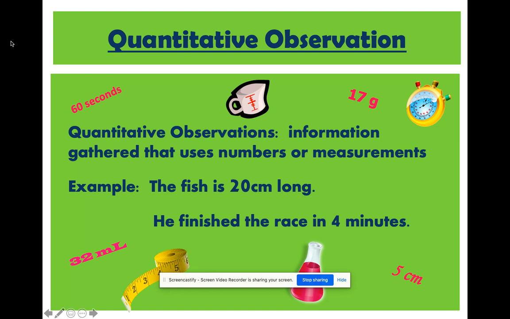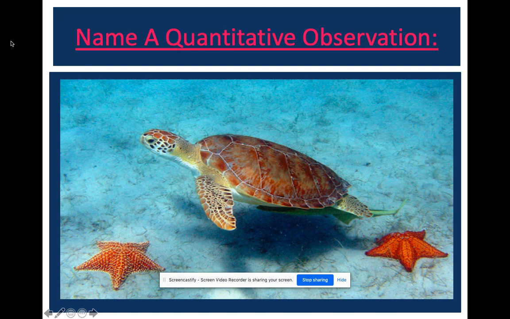Another example is he finished the race in 4 minutes. These are great examples. They're detailed, they can be proven. And because you see a number, we've got 17 grams, 60 seconds, 32 milliliters, 5 centimeters. These are quantitative observations.